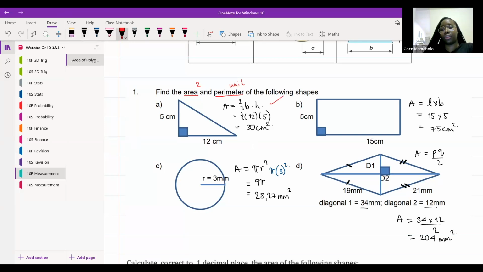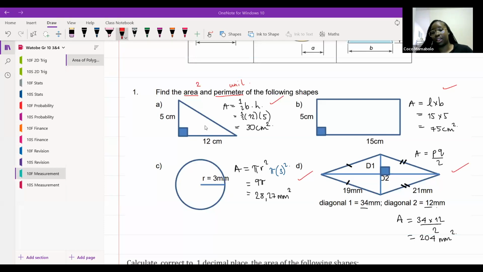Give yourself a mark out of 4. Tell me how much you got out of 4 for this particular exercise on area, because we're going to move to perimeter in just a little bit. Okay, good. I'm seeing a lot of 4s. And Fundo, you're saying 3. Do we know where we went wrong?